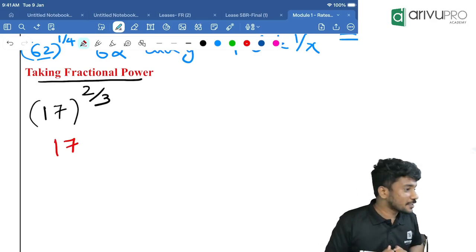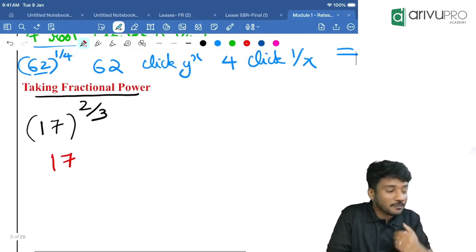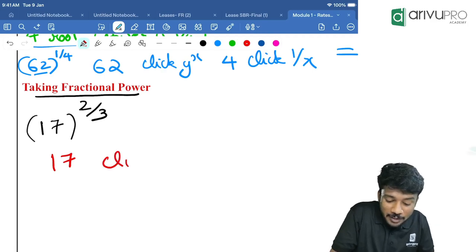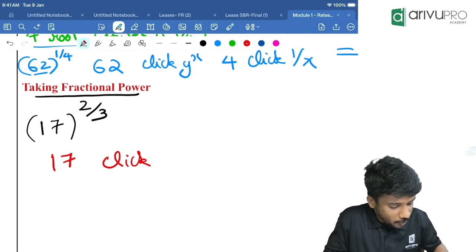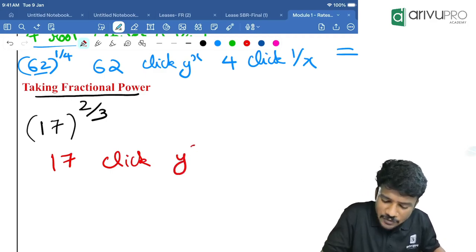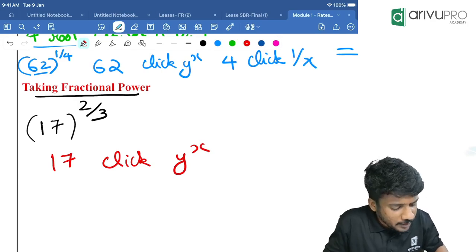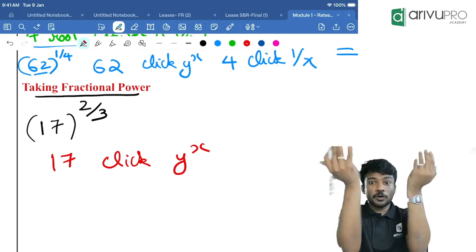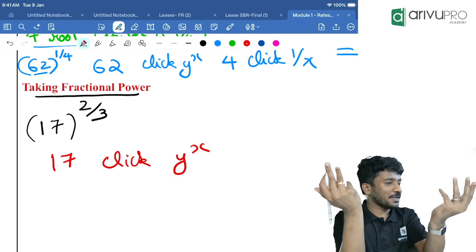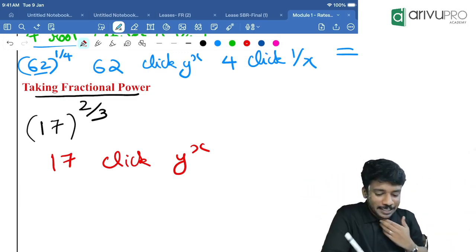After doing that, we need to take the power, right? In order to take the power, first type 17 on your calculator, then click y raised to x. Y raised to x means we took the power, but we don't know the power value. We need to find the power value. That is 2 by 3.